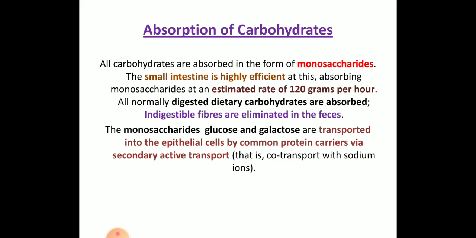There, they are transported through the plasma membrane. In the plasma membrane, the transportation takes place in epithelial cells by a common protein carrier, that is secondary active transport. That carrier protein is also called SGLT, the sodium dependent glucose transporter. The sodium dependent glucose transporter binds the glucose and another sodium ion.